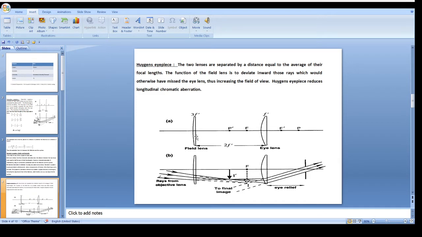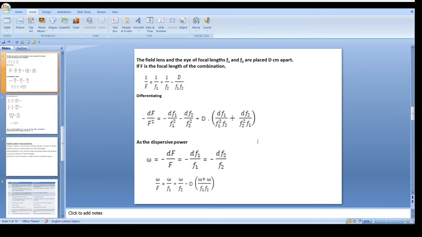Huygens eyepiece: the two lenses are separated by a distance equal to the average of their focal lengths. The function of the field lens is to deviate inwards those rays which would otherwise have missed the eye lens, thus increasing the field of view. Huygens eyepiece reduces longitudinal chromatic aberration. For focal lengths f1 and f2 placed at distance d, 1/F = 1/f1 + 1/f2 - d/(f1 f2).